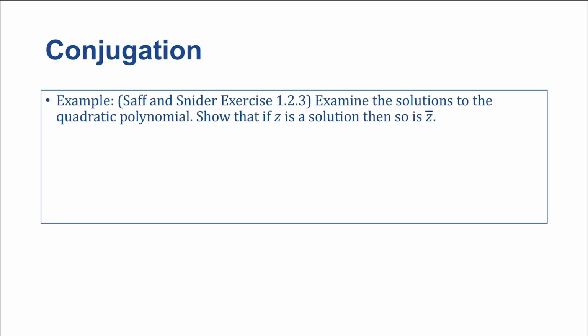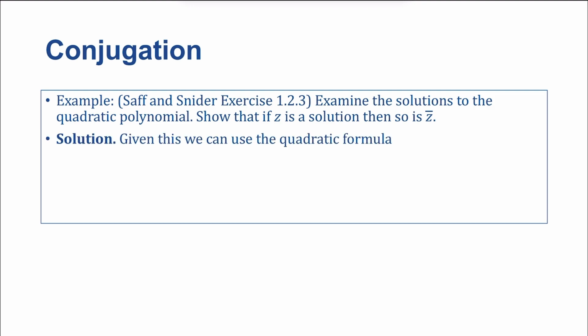So this one is Seth and Snyder exercise 1.2.3. For this one, we need to examine the solutions to the quadratic polynomial. We want to show that if z is a solution, then so is z bar as well. Okay, anyways, let's look at this now.